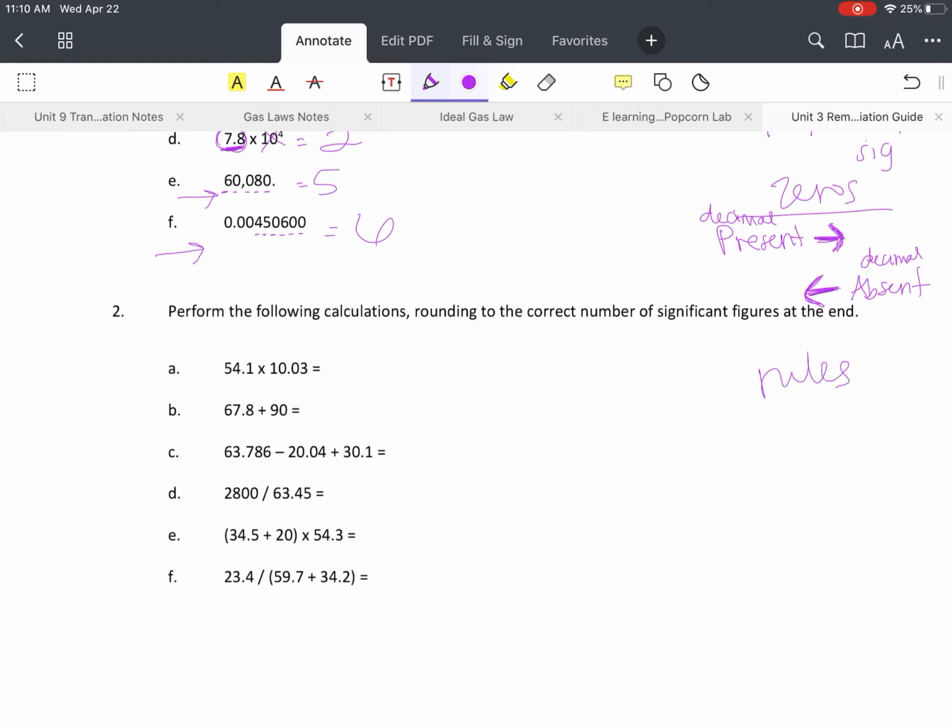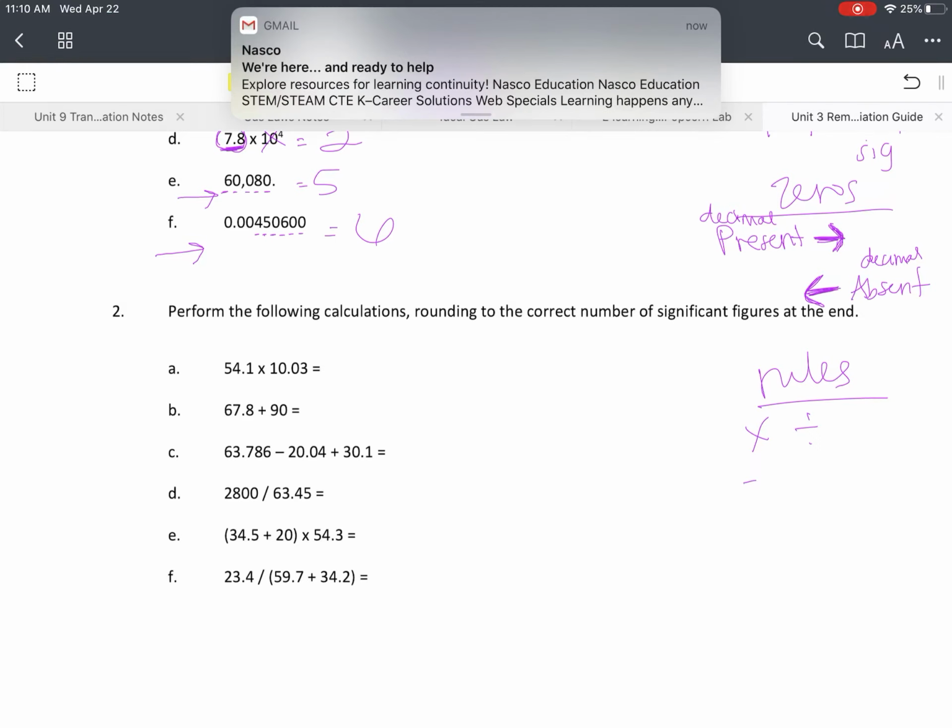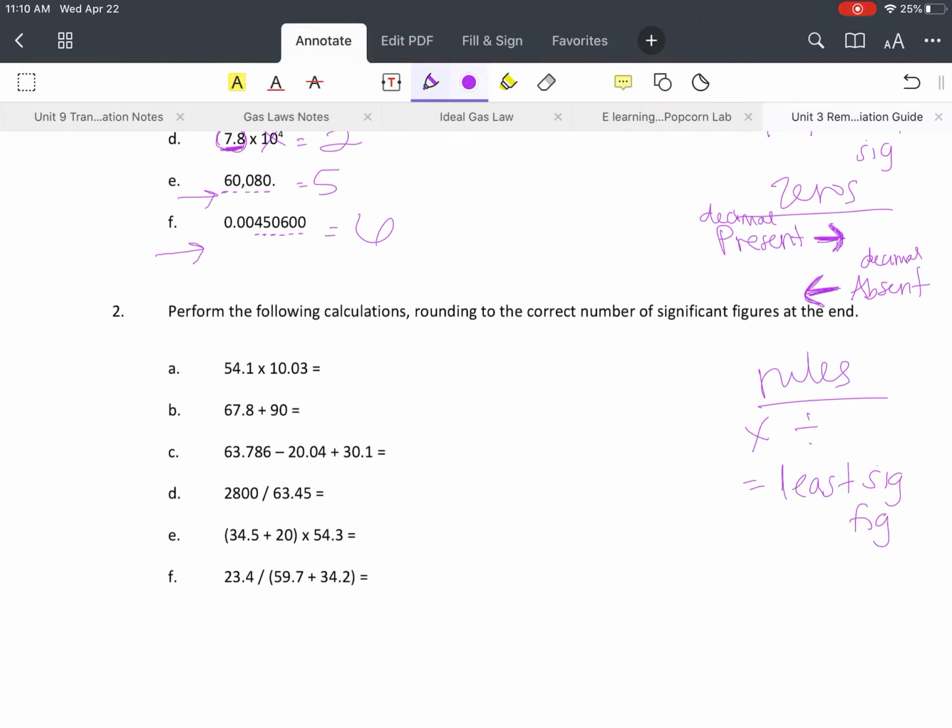Okay, when we do calculations, we have some rules. If we're multiplying or dividing, our answer is always going to have the least sig figs. If we're adding or subtracting, we're going to the least decimal place. So let me show you what I mean.